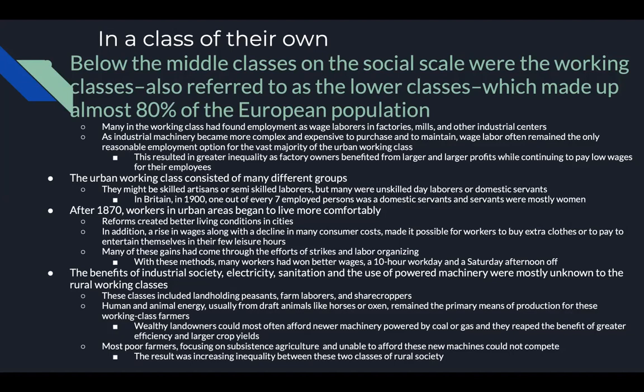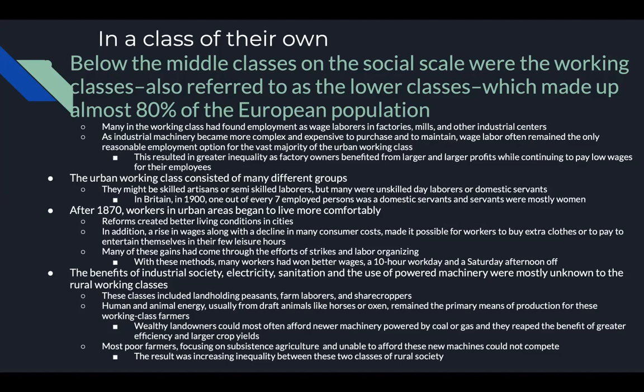The urban working class consisted of many different groups. They might be skilled artisans or semi-skilled laborers, but many were still unskilled day laborers or domestic servants. In Britain in 1900, 1 out of every 7 employed persons was a domestic servant, and servants were mostly women.